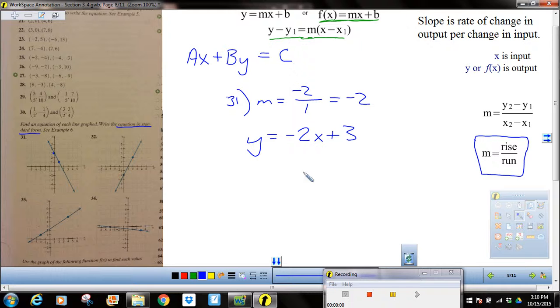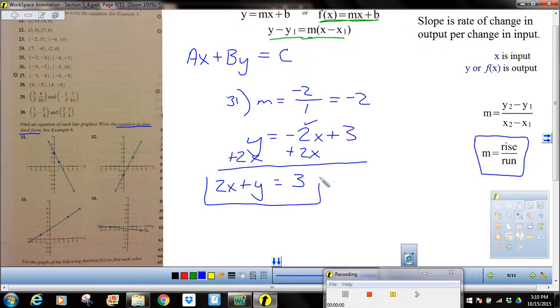To write this equation in standard form, I need the x and y on the same side. So this -2x is on the wrong side. I will add 2x to both sides. These two are not like terms, so I write the x term first, the y term second. Now I need to make sure my conditions are met. The coefficients of x, y, and the constant are all integers, and the coefficient of x is positive. That's the equation in standard form.